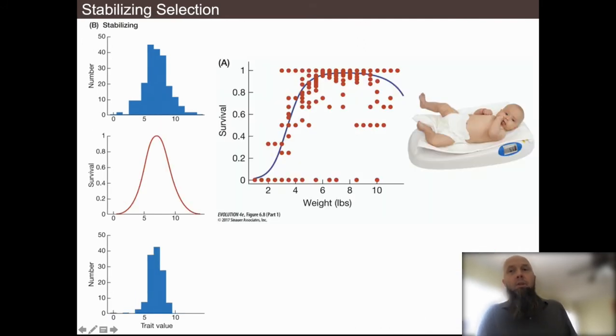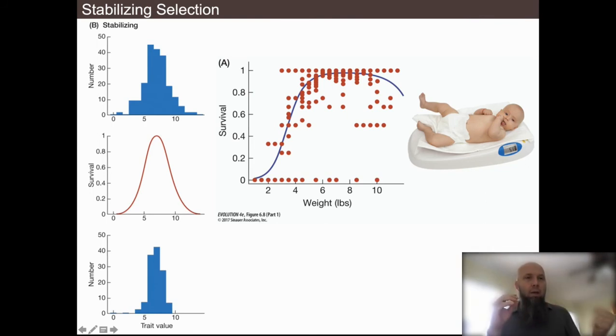Human populations, on the other hand, have been under stabilizing selection for birth weight. Okay, so let's first look at the three graphs on the far left. We have a population with an average birth weight size, right? And that average is somewhere in the neighborhood of 7 pounds, okay? Now, some individuals are born at very low birth weights, let's say 1 pound, and some are born at 10, 11, 12 pounds, okay?